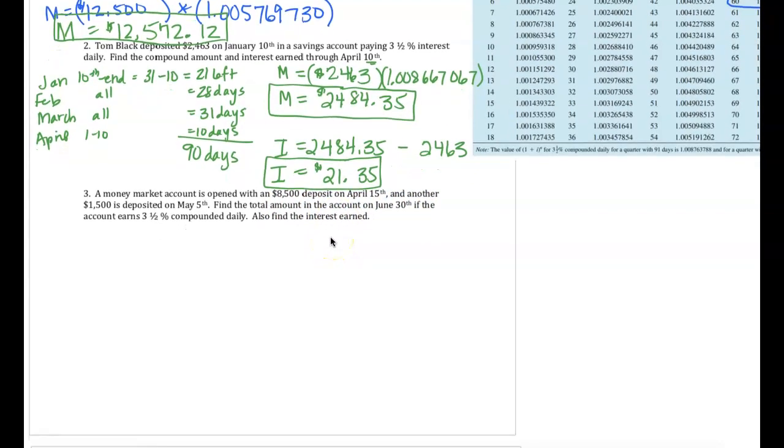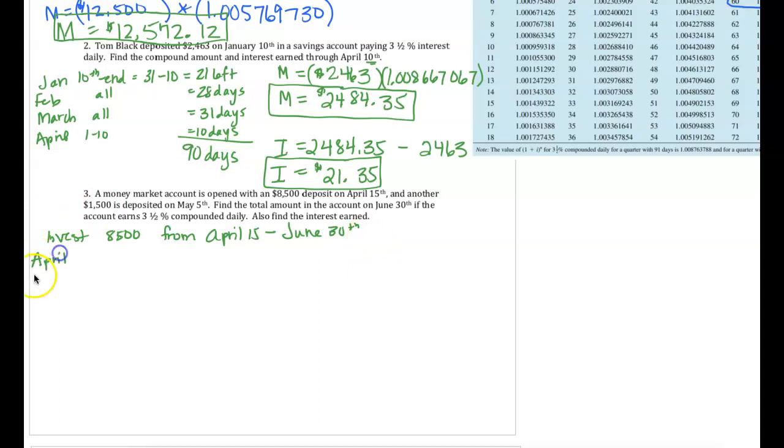Now this one we're going to take in 2 phases. So the way your book introduces it is we're going to have invest $8,500 from April 15th to the end of the account, which is June 30th. So let's go ahead and calculate those days.